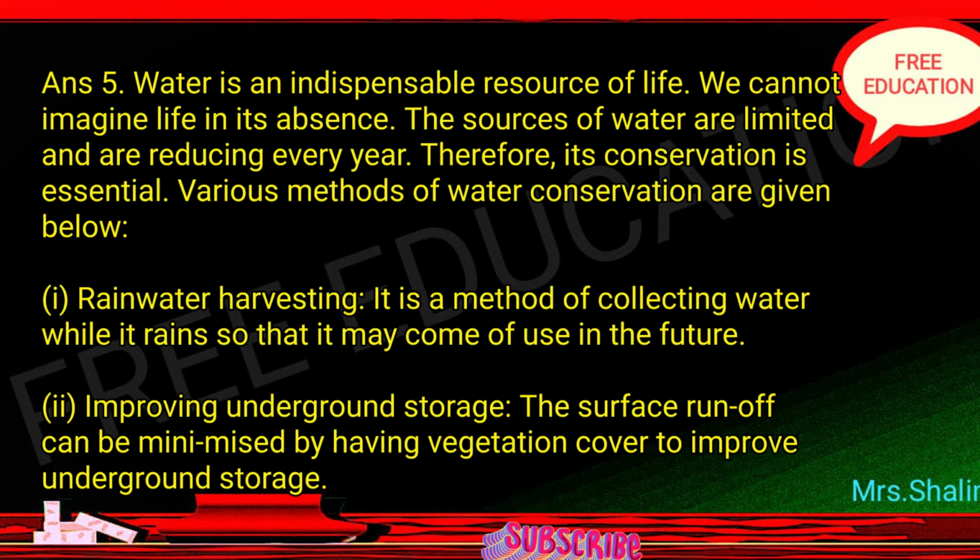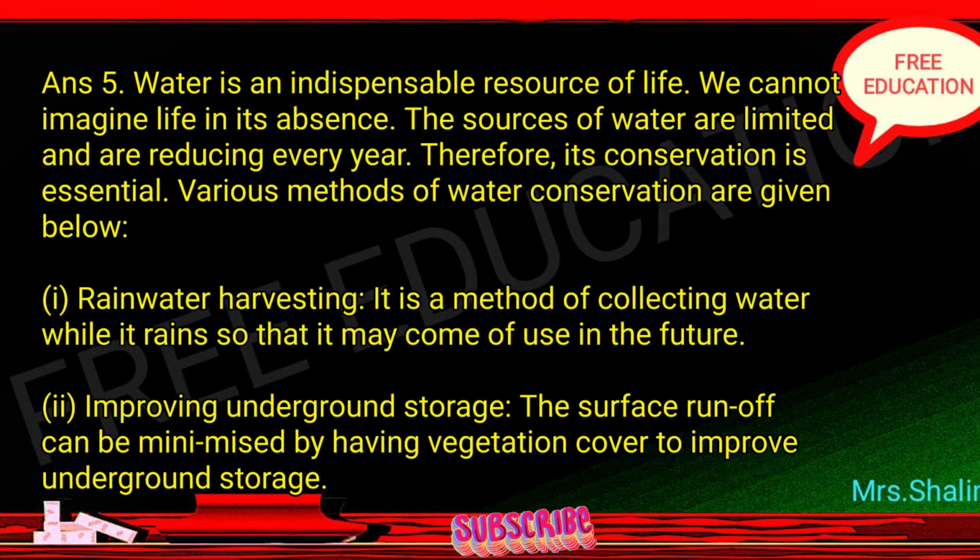1. Rainwater harvesting. It is a method of collecting water while it rains so that it may be of use in the future. 2. Improving underground storage. The surface runoff can be minimized by having vegetation cover to improve underground storage.